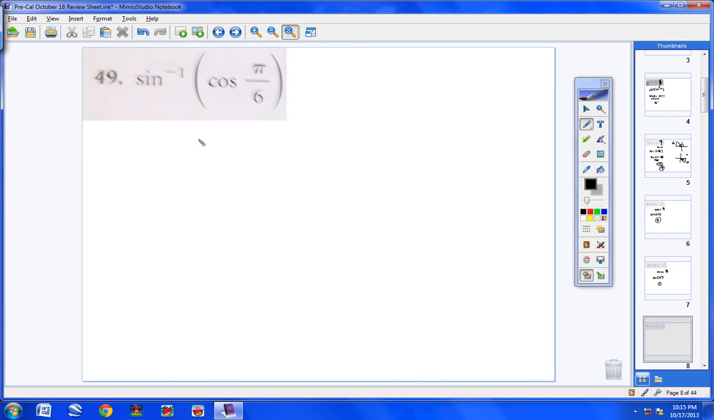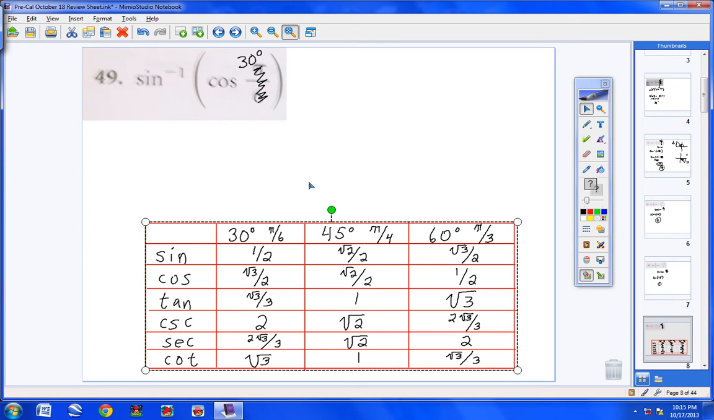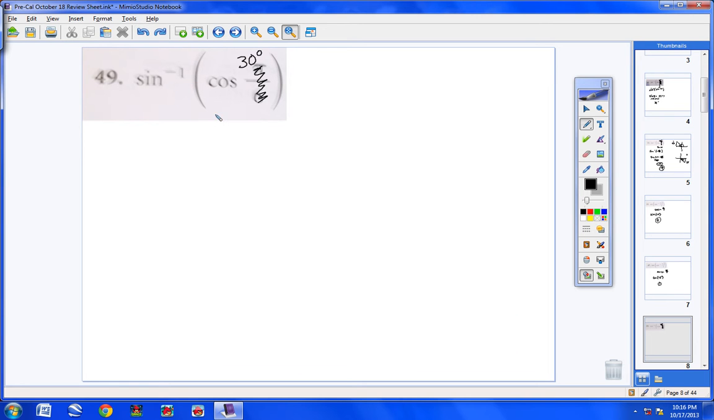Number 49. Okay, we start on the inside. We're going to find the cosine of pi over 6. Now, pi over 6 is 30 degrees. So we're going to find the cosine of 30 degrees. Now we can use our special triangles for that. So here we go. Cosine of 30 degrees is square root of 3 over 2.